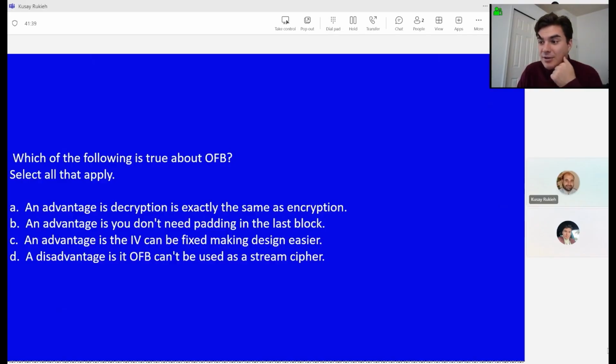And B, you don't need padding because it's a block cipher turned into a stream cipher. With stream ciphers, you don't need any padding. So we know D is not correct then, and I'm going to say A and B. That's correct. A and B, correct.